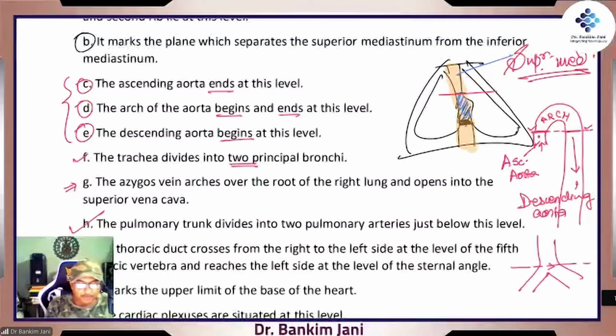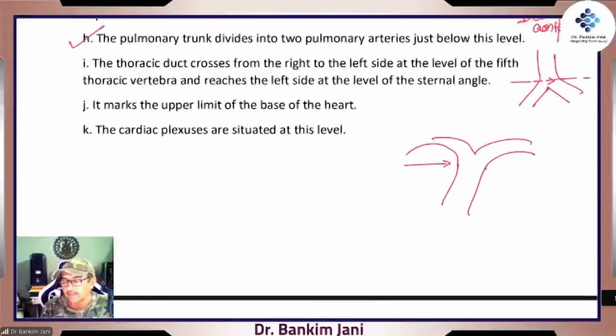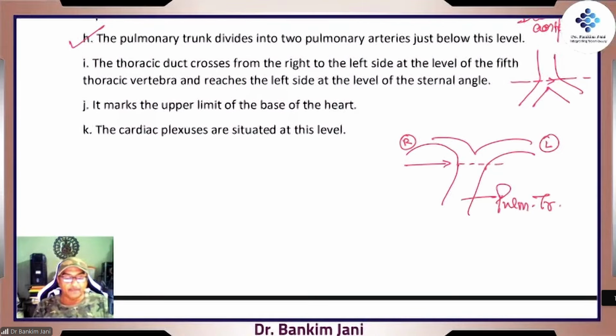This is again important. The pulmonary trunk divides into two pulmonary arteries. Like we said last time, this is the pulmonary trunk, and then it goes like this and this. It divides at this level, on both the right and left sides. So these are the right pulmonary artery and the left pulmonary artery.